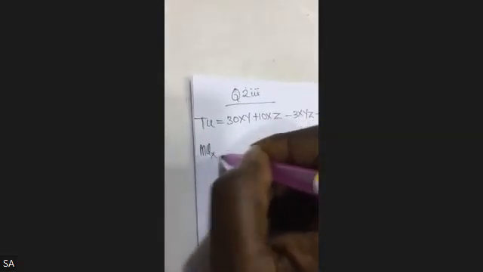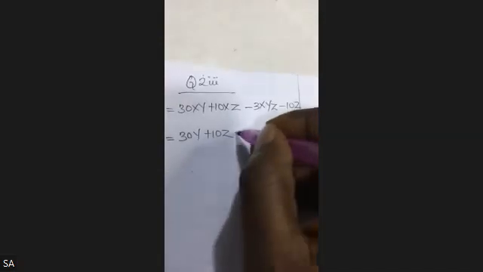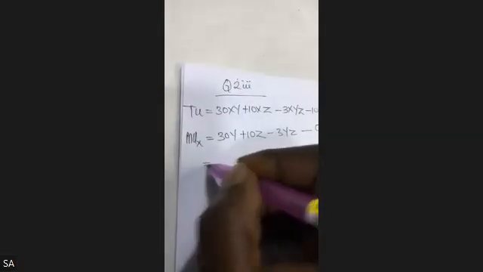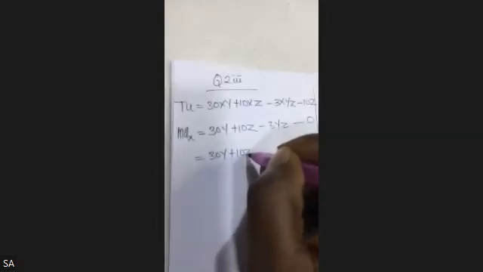Marginal utility of x will be, remember there is x here, and the power of x here is 1. So this will give us 30y. There is also x here. This will give us plus 10z. There is x here. This will give us minus 3yz. There is no x here, so this is 0. Let me write it for you. So marginal utility of x is 30y plus 10z minus 3yz. You are done with that.